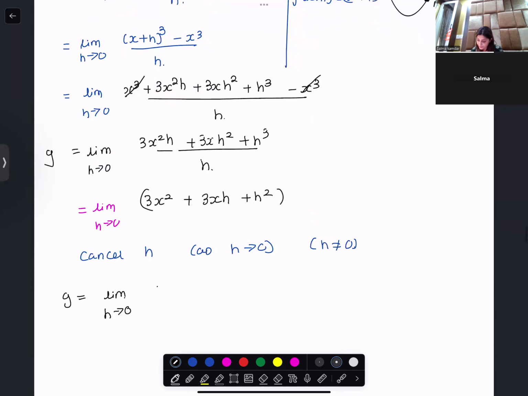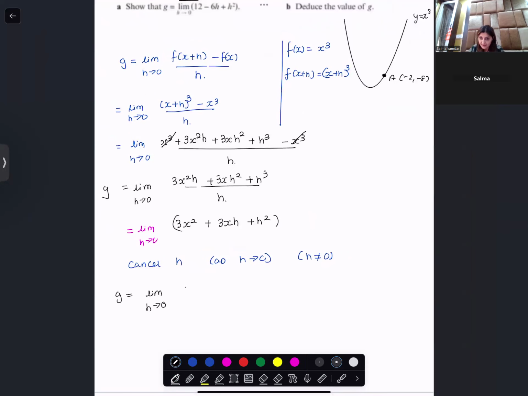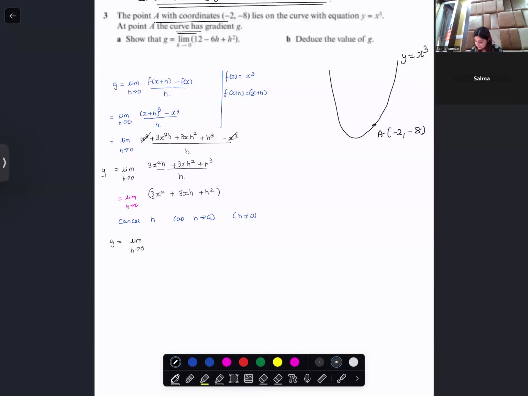And I have to prove what? Just take a minute and read the question. Looking at the question, I know that I don't have to cancel h, so I don't need to substitute the value of h. So I have g is equal to limit h tends to 0. That means my gradient of the curve at point A is limit h tends to 0, 3x square plus 3xh plus h square. And I want to show that the gradient of the curve at point A, that is g, is equal to something that is given over here.